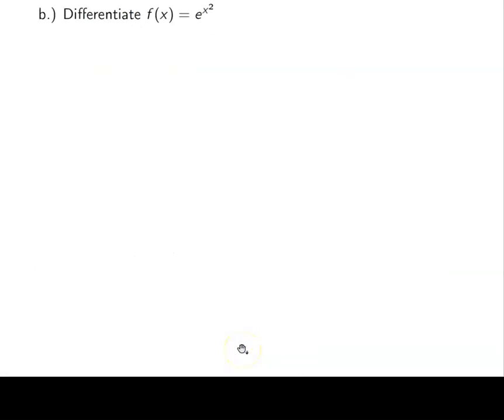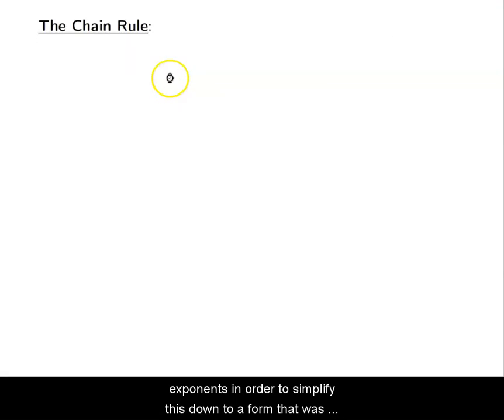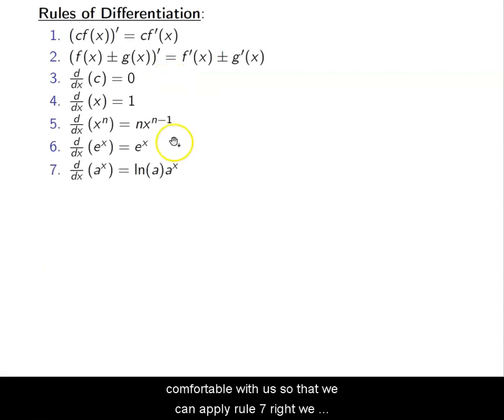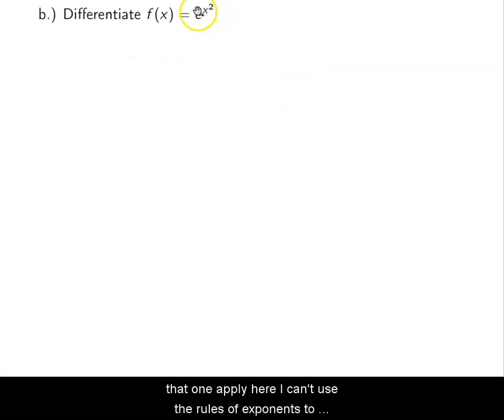Okay. So now let's differentiate e to the x squared. So before, when we were differentiating things like this, I had you use the rules of exponents in order to simplify this down to a form that was comfortable with us so that we could apply rule 7, right? We just used rules of exponents. We had constants everywhere. That wouldn't apply here. I can't use the rules of exponents to get a constant. So now that we have the chain rule, a lot of the more difficult exponential functions that we had are going to be a lot easier to differentiate.